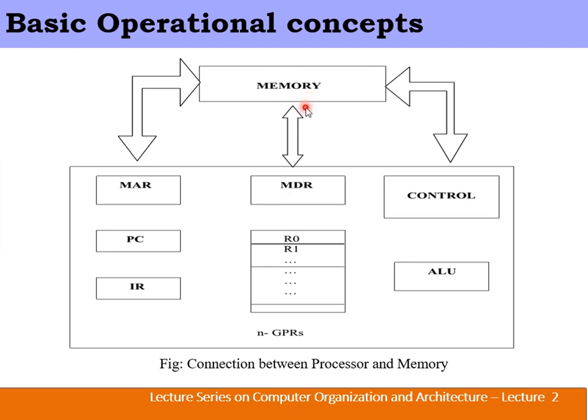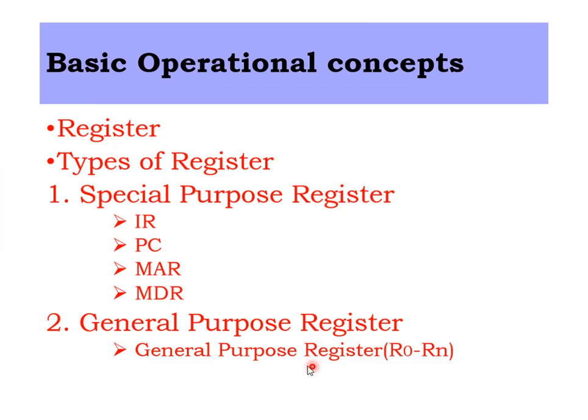If any program needs to be executed, then the program must be available in memory. Then the processor can execute the instructions or the program one by one, fetching from the memory. So we require a connection between the processor and the memory. This diagram shows the connection between the processor as well as the memory. Now we'll come to the first point, registers. We'll clear up all the things regarding registers which are involved in the CPU.